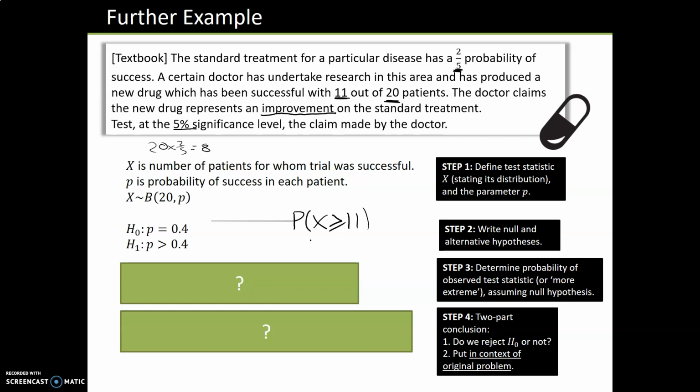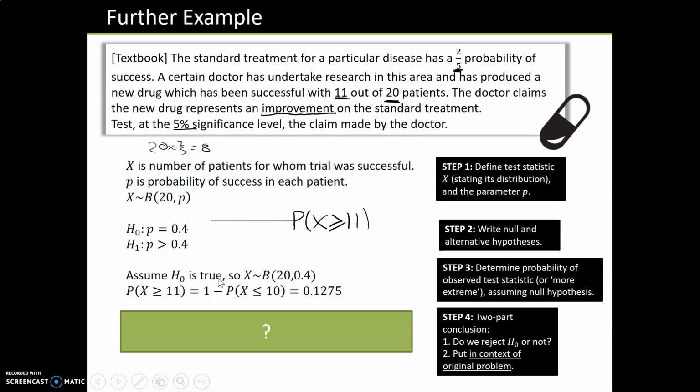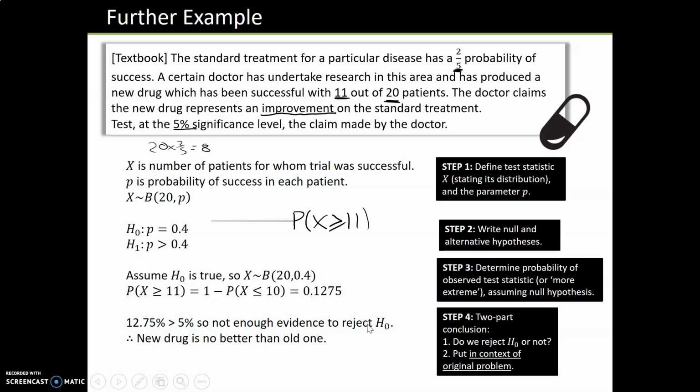This is perhaps the only bit that might need a little more thought each time you do it. Then I work out this probability. Again, you say assume H0 is true, or under H0, this is my distribution, so you work this out, and then you compare. In this case, 0.1275 is a bigger probability than 5%. So we're saying if the drug has a success rate of 2/5, the probability that you get 11 or more recoveries is this, which is reasonably likely to happen by chance. So there's not enough evidence to reject H0. And your conclusion in context, again really important, is that the new drug is no better than the old one.